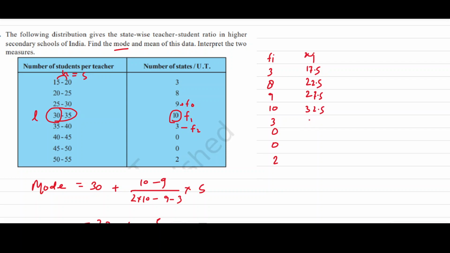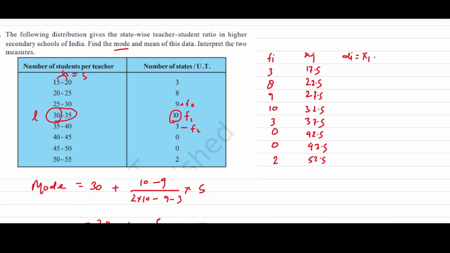Now this will be 37.5, then 42.5, then 47.5, then 52.5 for xi. Now what is the value of di?